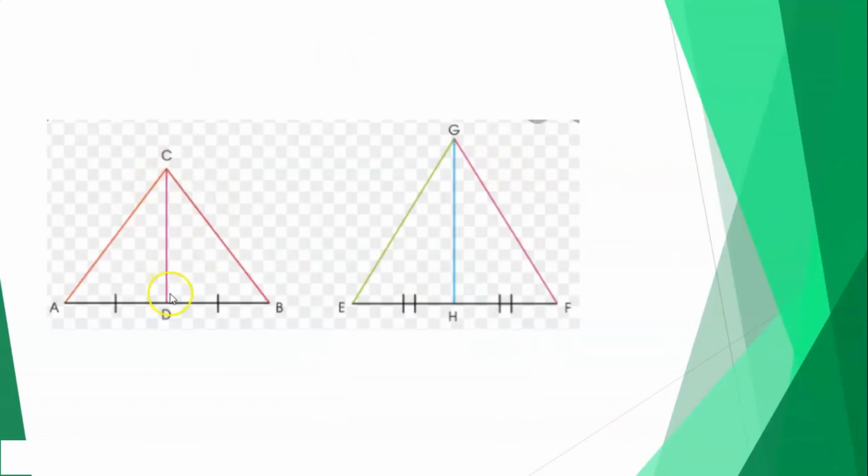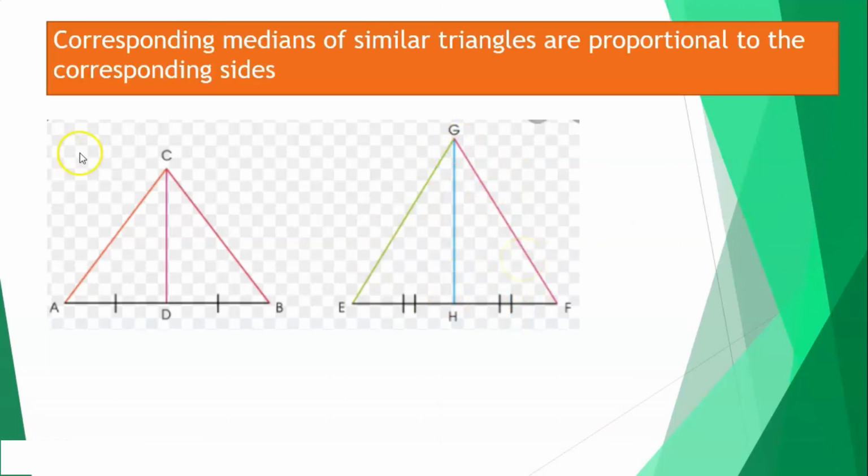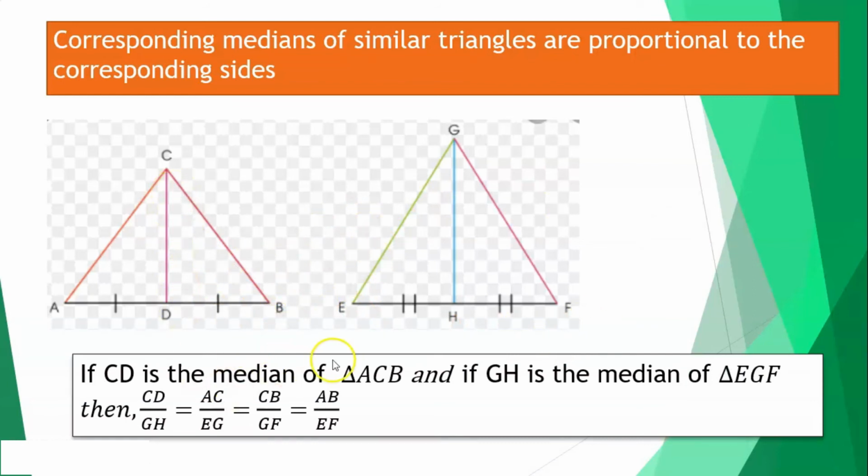So I have here CD as a median of this first triangle, and GH here is a median of another triangle. So it will follow that corresponding medians of similar triangles are proportional to the corresponding sides. CD is a median of triangle ACB, GH is a median of triangle EGF. So it would follow that CD over GH, their medians, is equal to AC over EG, their corresponding sides, and they're also equal to CB over GF, which is equal to AB over EF. So take note of that.